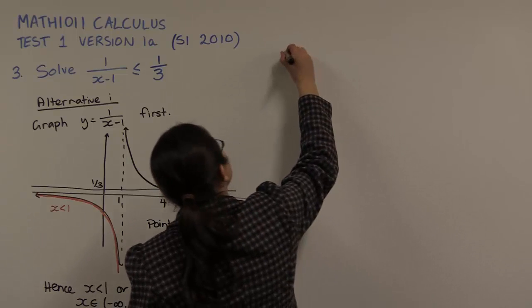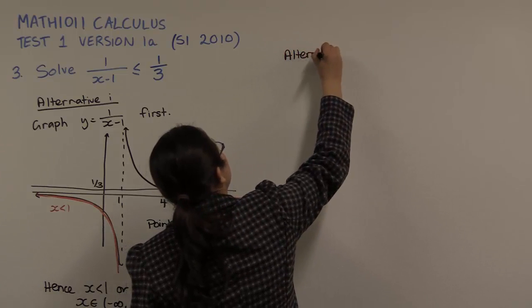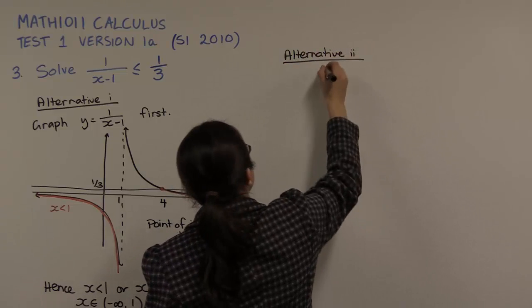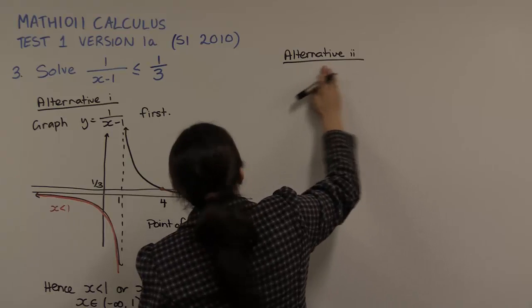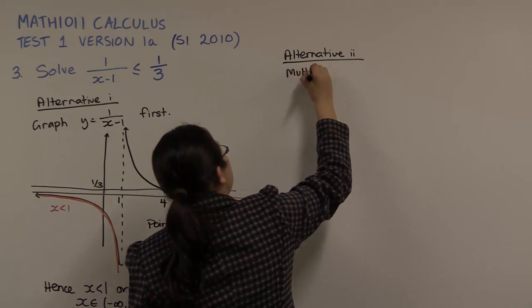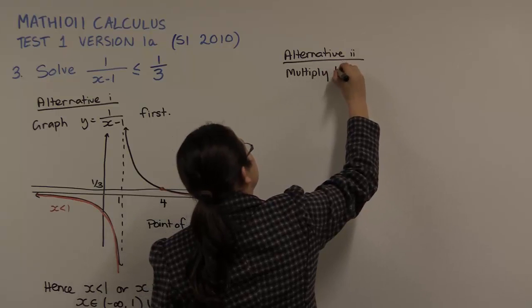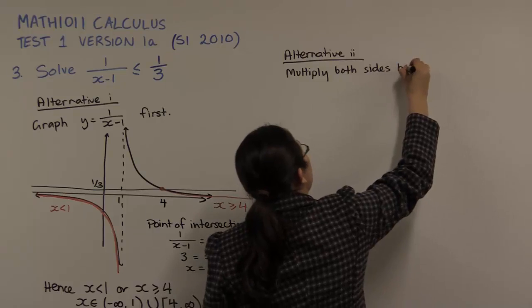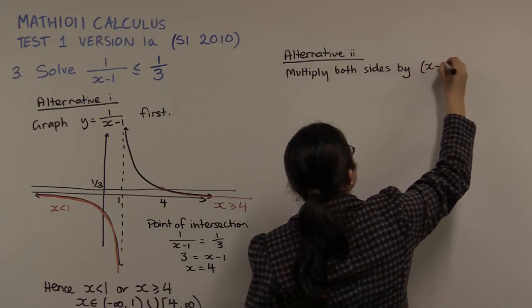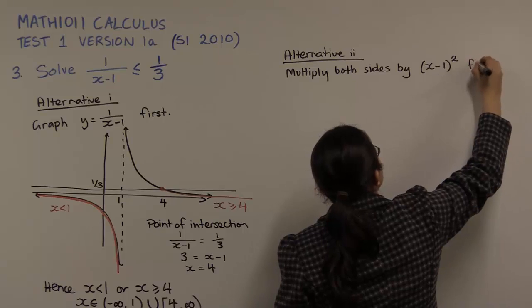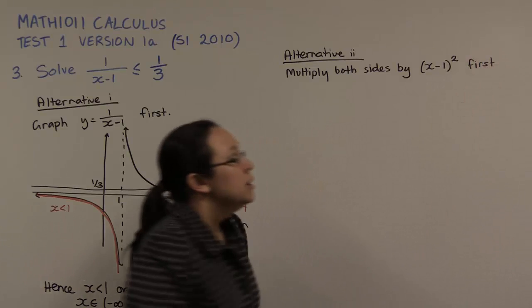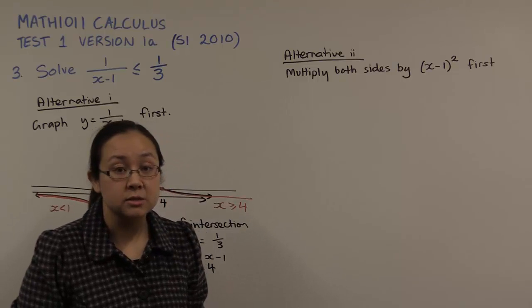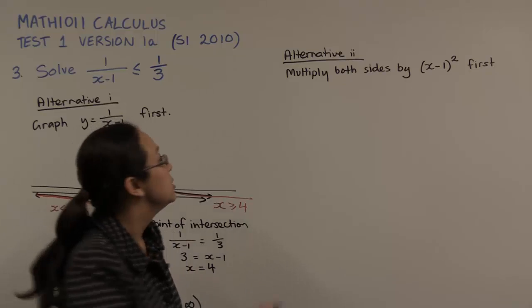Alternative 2 is a bit more algebraic. So for alternative 2, the first step is to multiply both sides by the denominator squared. Here that's x minus 1 all squared. Something squared is always positive, so we don't have to worry about flipping signs, because we multiply by a positive number.